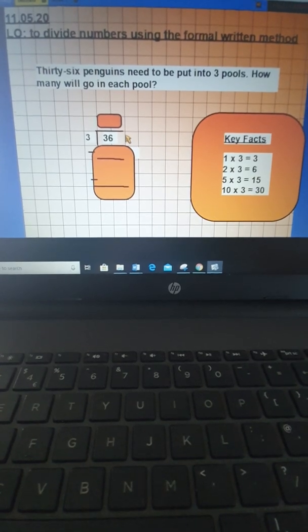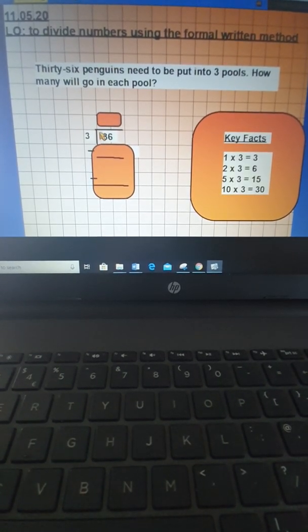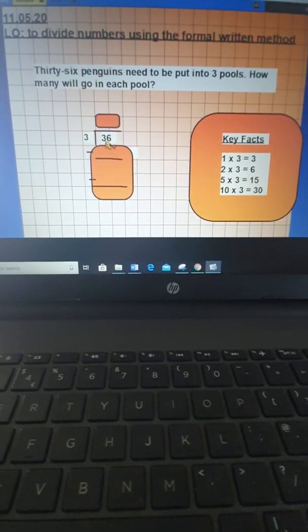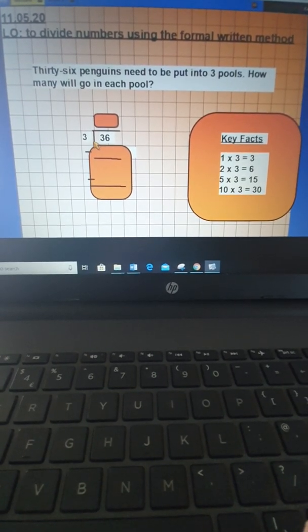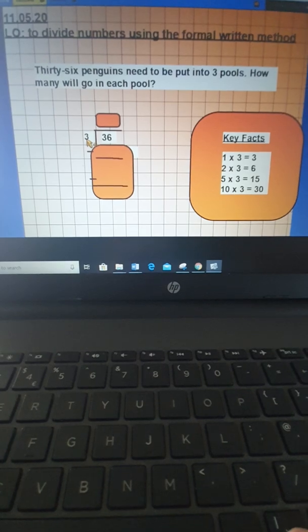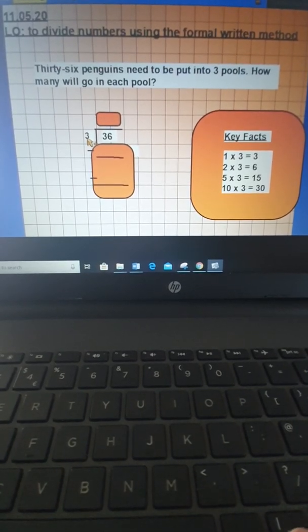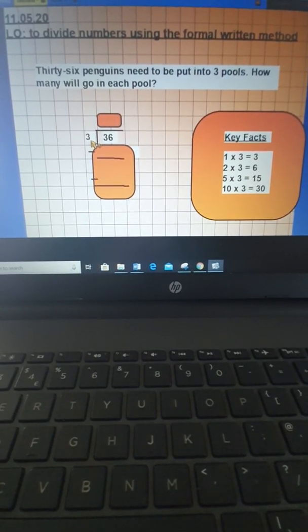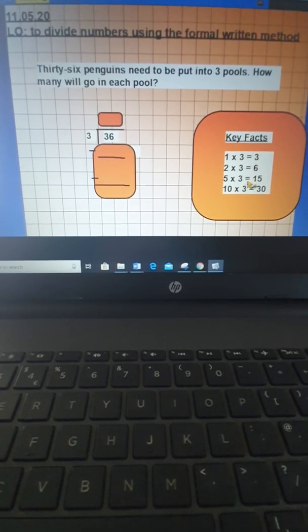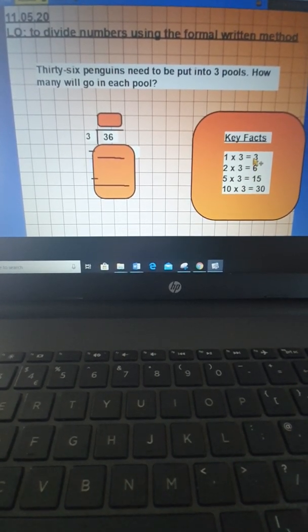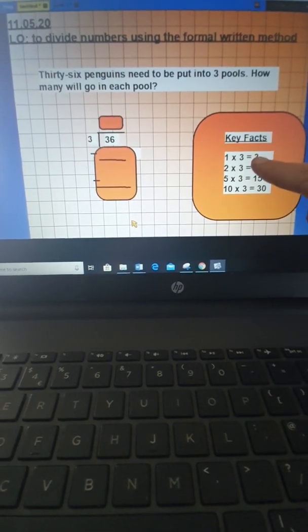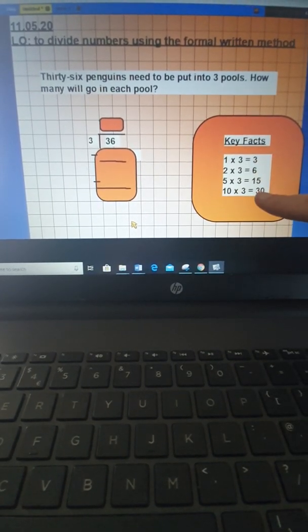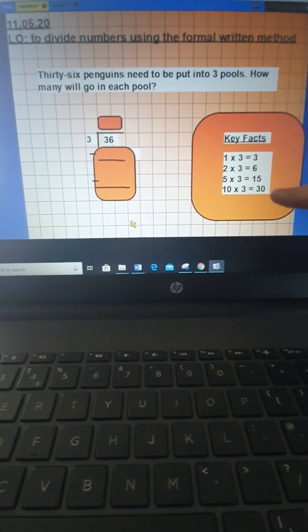So after that, our next step is to draw the bus stop method, okay? Inside the bus stop, you put your bigger number, so the number you're dividing, and then on the outside, you put the number that you're dividing by, okay? Then your next step after that is to look here at your key facts, looking down this section, and looking at which chunk you can take away.